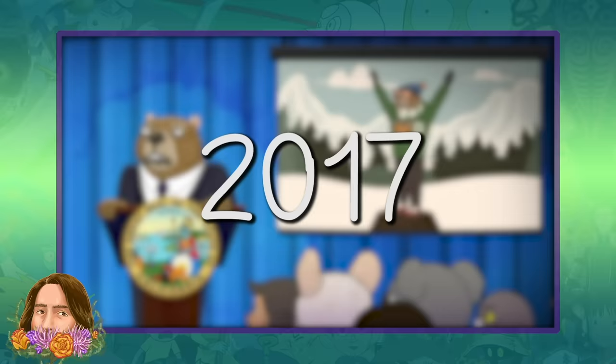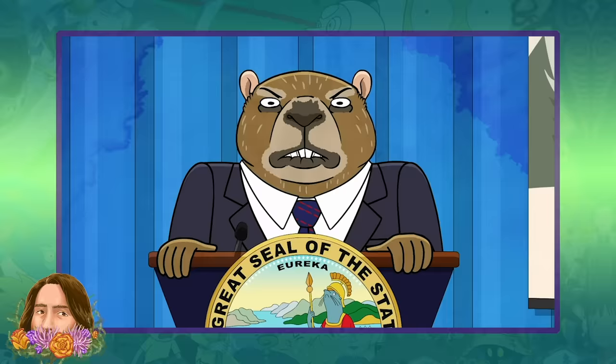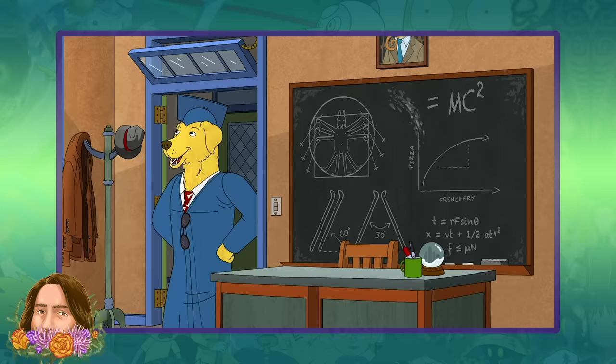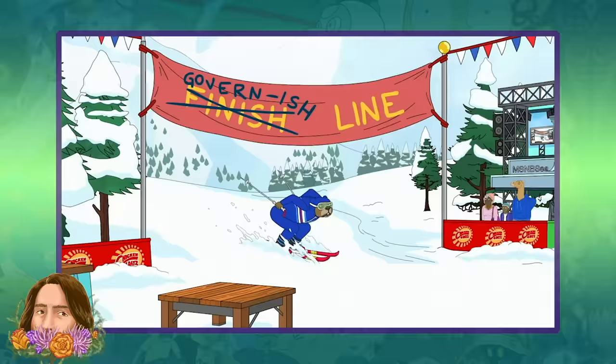In early 2017, Woodchuck finally agrees to the ski race with Mr. Peanutbutter, who then reveals that he doesn't actually know how to ski, while Woodchuck is in fact very skilled. Mr. Peanutbutter briefly goes to ski school, which seemingly teaches him nothing about skiing. Mr. Peanutbutter tumbles his way down the entire gubernatorial ski race, while Woodchuck easily makes it down the mountain.